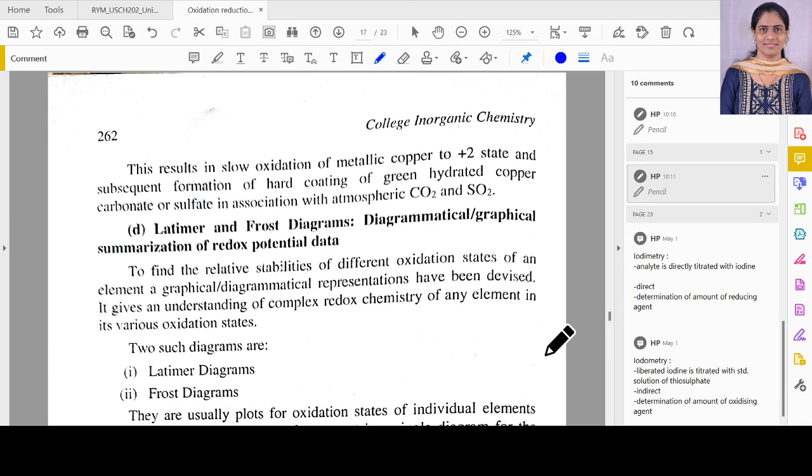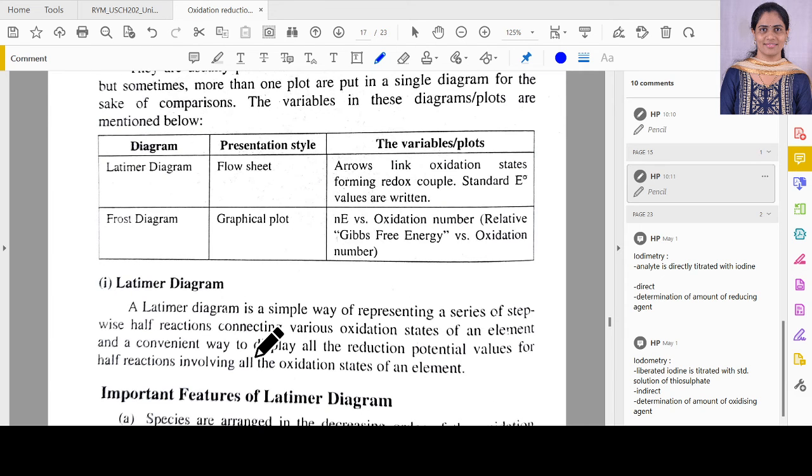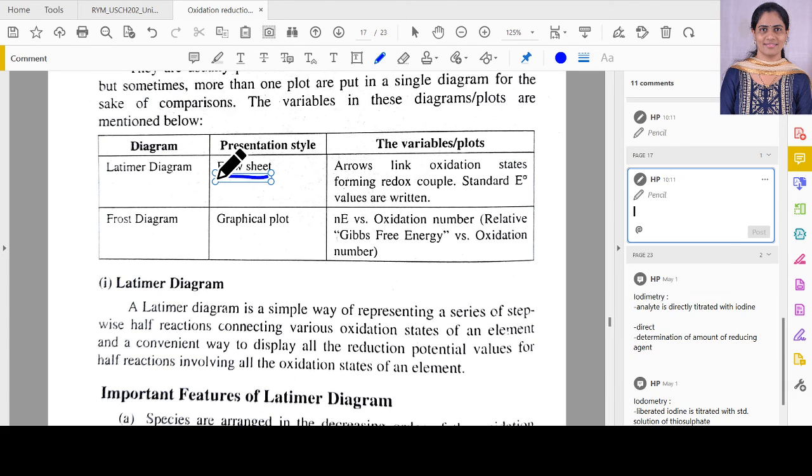Latimer and Frost diagram concept we have seen. Latimer diagram क्या है? Latimer diagram is the simple way of representing a series of steps, stepwise half reactions connecting various oxidation states. So Latimer diagram is a flow sheet where arrows link oxidation states forming a redox couple. तो arrows सिर्फ explain करते हैं हम लोग, and standard E naught values are written around the arrows.